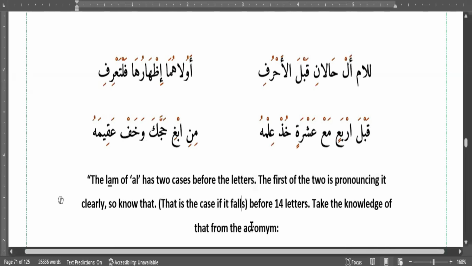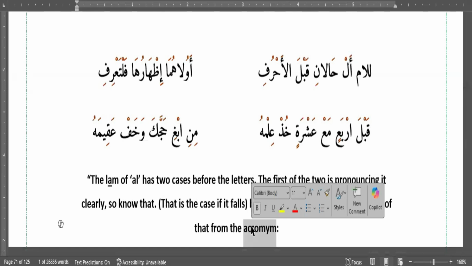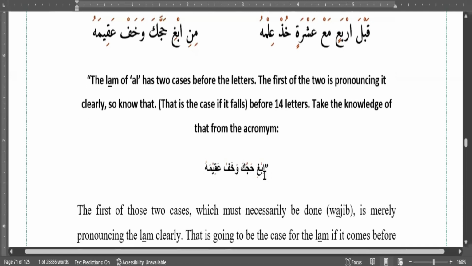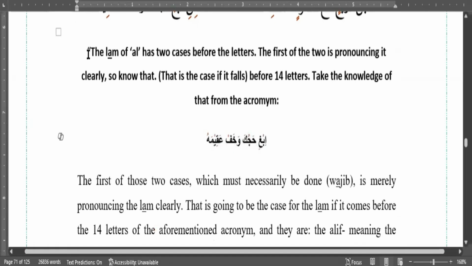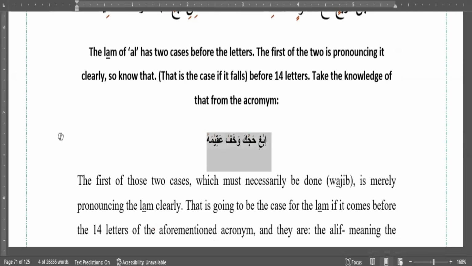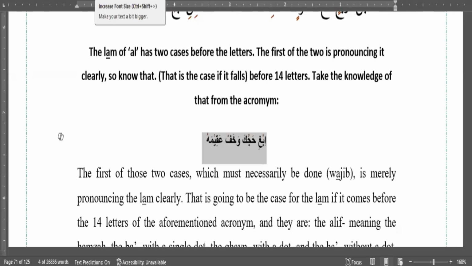Take the knowledge of that from the mnemonic device, ابغي حجك وخف عقيمه. So from the acronym ابغي حجك وخف عقيمه. But this formula here, or this mnemonic device here, is disputable because it contains a hamzatul wasl. It should contain a hamzatul qata', not a hamzatul wasl. Some scholars have offered a different mnemonic device than this one, but I don't have it recorded here. I'll have to find it.